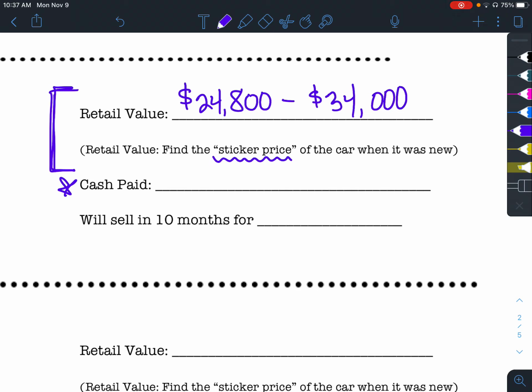The cash paid is what it's actually listed for. I think on your version, it might even say advertised price. That's exactly what I'm asking for. So this Jimmy is being advertised for $1,500, and I'm assuming for the parameters of this assignment that I'm going to sell it in 10 months for $1,500, just putting normal wear and tear.